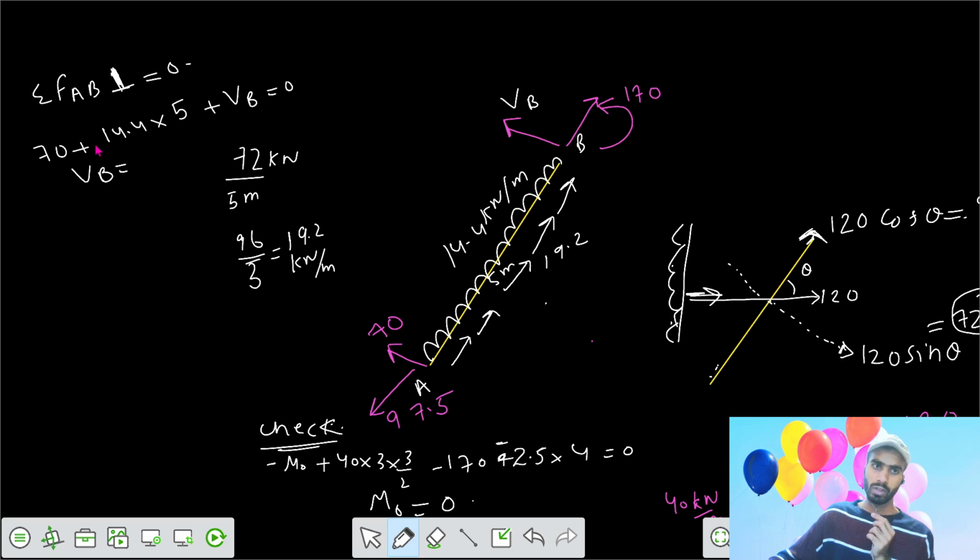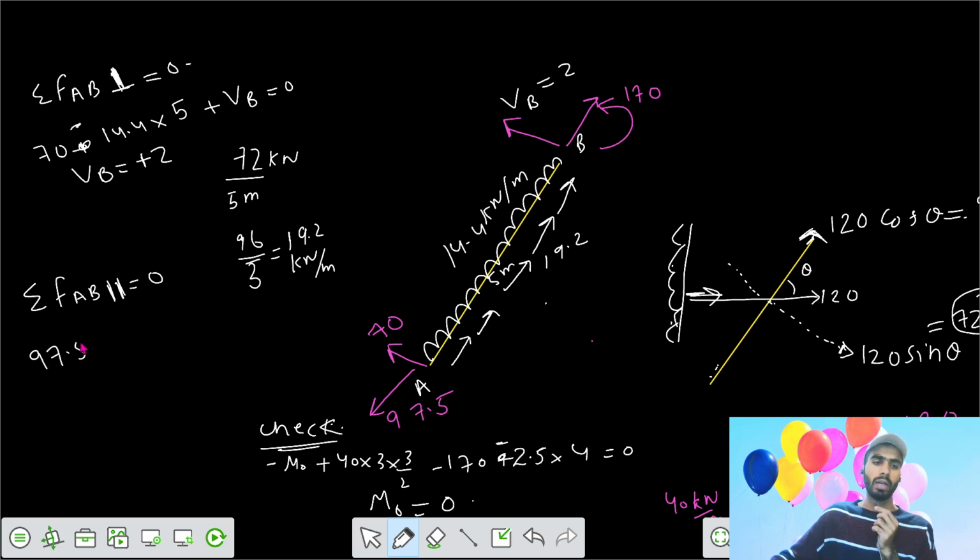Yeah, this was downwards, so we get the value of that +2 kilonewton. That means upwards +2 kilonewton. So then we have the shear force, that is the axial force. We can write summation of forces in the member AB parallel to it. That's your axial force. That means your 97.5. We keep it negative, that is downwards.